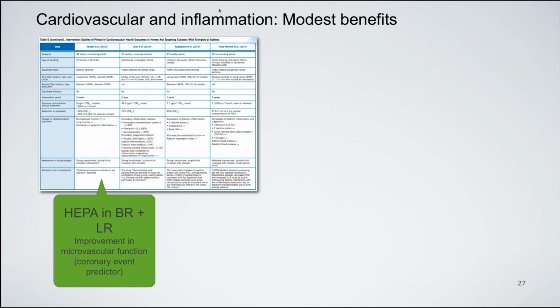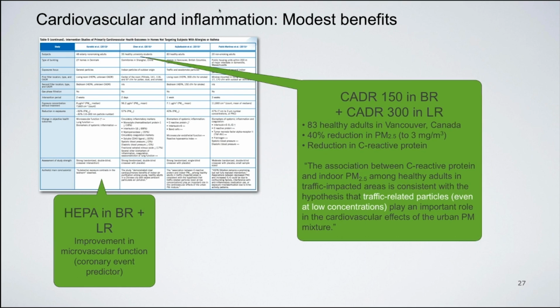And another study with cardiovascular and inflammation results. Portable HEPAs in the bedroom and living room, improvement in the microvascular function. And another study with 83 healthy adults in Vancouver, 40% reduction in PM 2.5. And a reduction in C-reactive protein. C-reactive protein is a sign of inflammation.